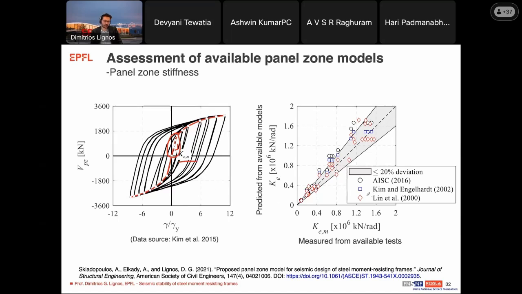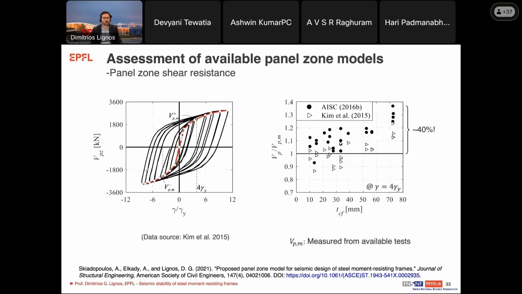So what we found is that when you compare with pretty much modern codes, such as the American but also the European code, or other panel zone models that have been proposed in the literature, there is a deviation with the test data. That essentially tells us that the existing panel zone model in terms of stiffness is actually quite off.